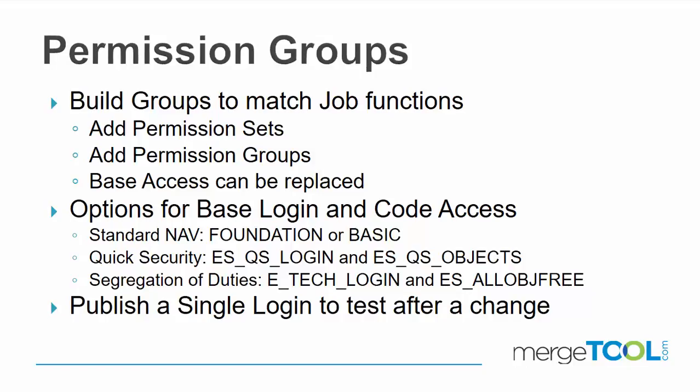So you can basically map people to the different job functions right away, even if you end up deploying super permissions initially. To get access to login and to the code in NAV, standard NAV will use either a permission set called Foundation, that is kind of limited in access, or Basic, that gives you a lot of read permission on top of what the Foundation will give you.